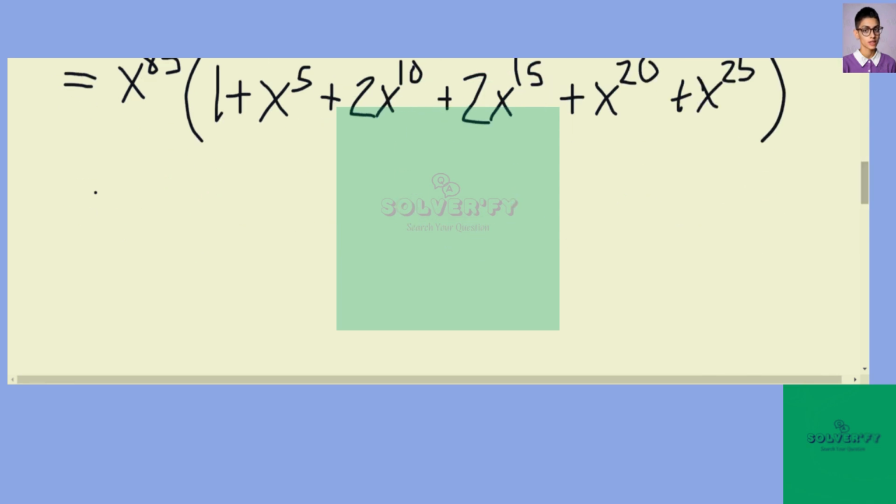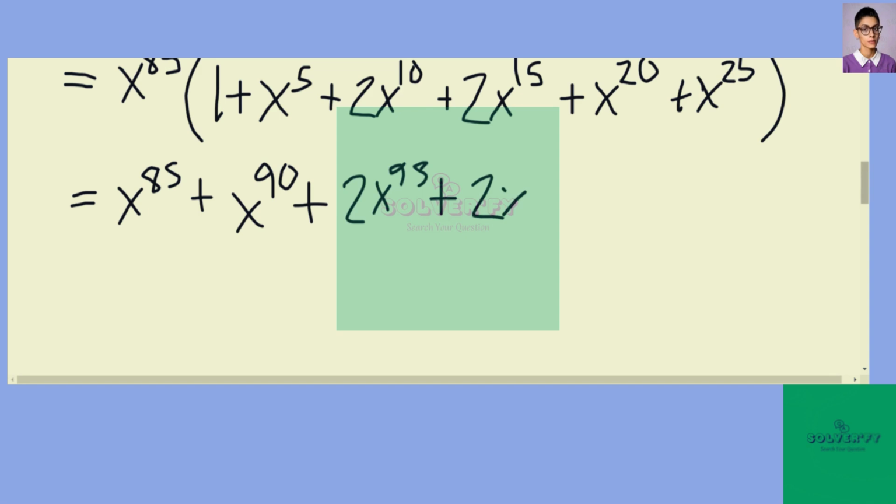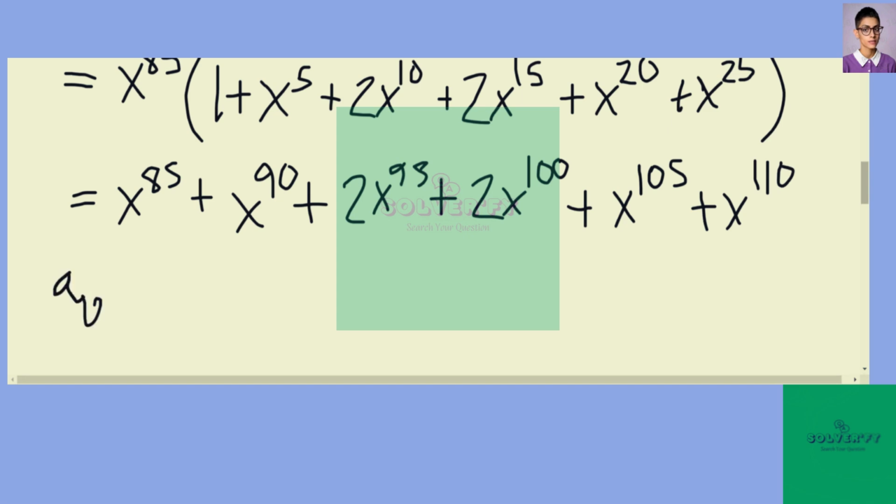We have that this is going to be equal to x to the 85th plus x to the 90th plus 2x to the 95th plus 2x to the 100th plus x to the 105th plus x to the 110th. And so we have that the coefficient of x to the 100 is 2.